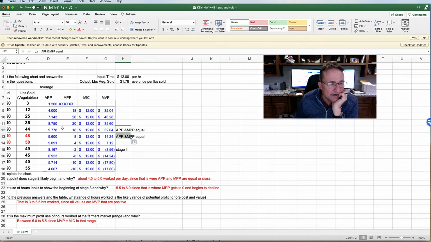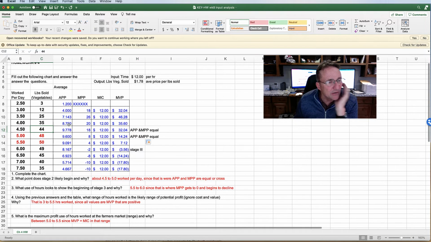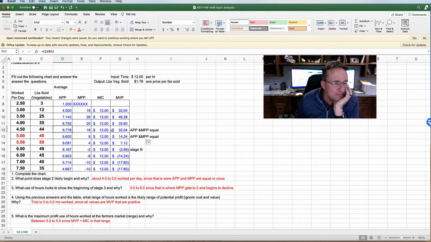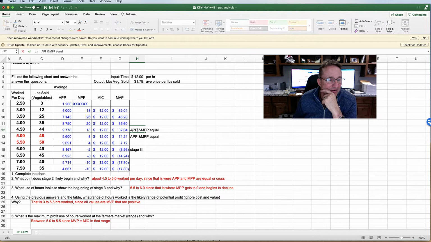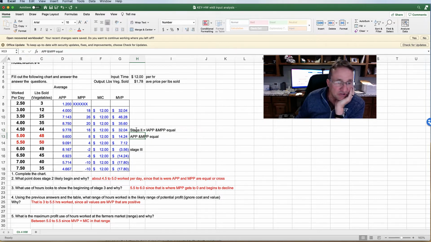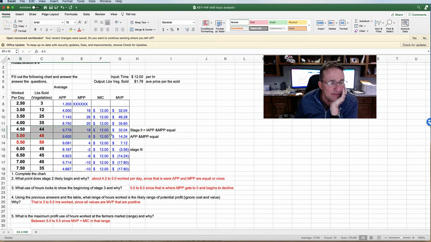So somewhere in here is where they actually become equal, because the 9.7 becomes a 9.6 and the 18 becomes an 8. So somewhere in the middle, they actually equal each other. So there is kind of, I should put that is, of course, stage 2. And that's because those t equal. So somewhere between here is where that happens. So that's the idea of this table.